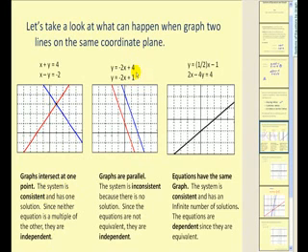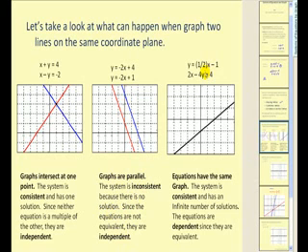Another possibility is we could have two lines that are parallel to each other. In this case, the lines don't share any points, therefore there is no solution, and the system is called inconsistent and independent. But the main idea here is there's no solution.